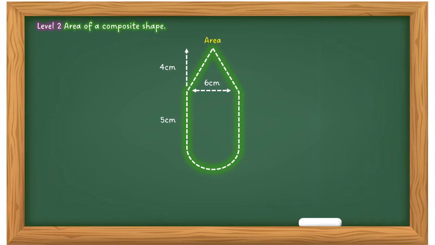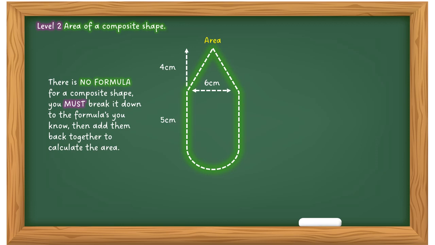Let's take a combination of all the things we've learnt so far and work out the area of a composite shape. Again, there is no formula for a composite shape. You must break it down to the formulas you do know, and then add them back together again to calculate the area. So you can see there what we've done. We've broken it down into a triangle, a rectangle, and a semicircle. You've just been taught the formulas for that, so break it down.